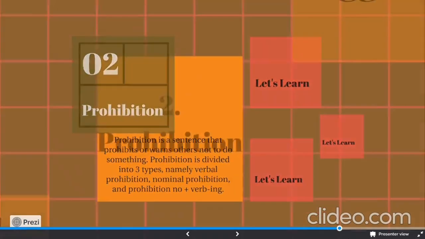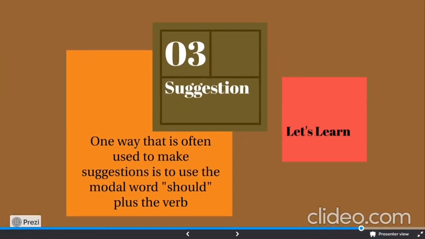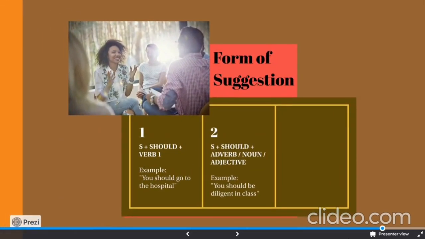And we go to the last material about suggestion. One way that is often used to make suggestion is to use the modal word should plus the verb 1. And this is the form of suggestion. The first, subject plus should plus verb 1. Example, you should go to the hospital.